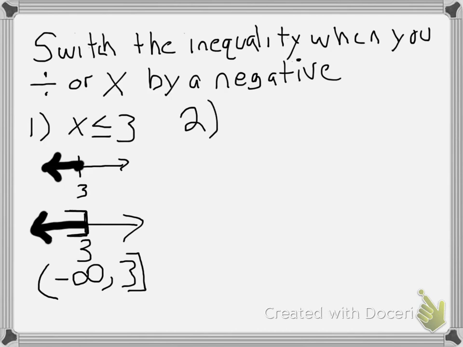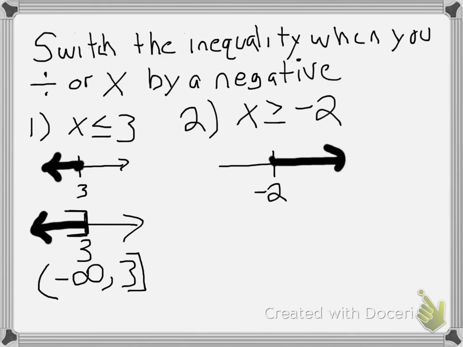Let's look at number 2. We have x is greater than or equal to negative 2. Well, first on the number line, okay, here's our line, here's negative 2. We still have equal to, so we're still going to have a solid dot. And we are going to fill in this time, since it's greater than, to the right.